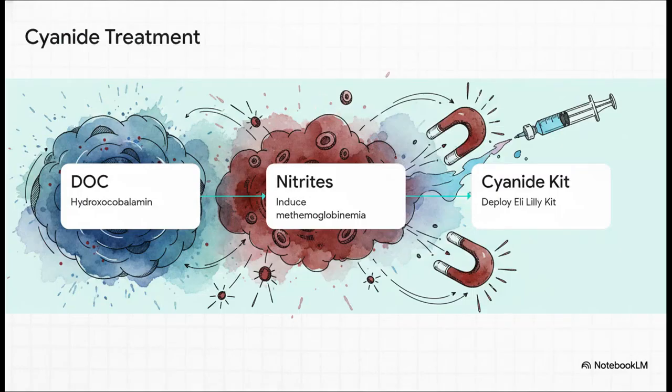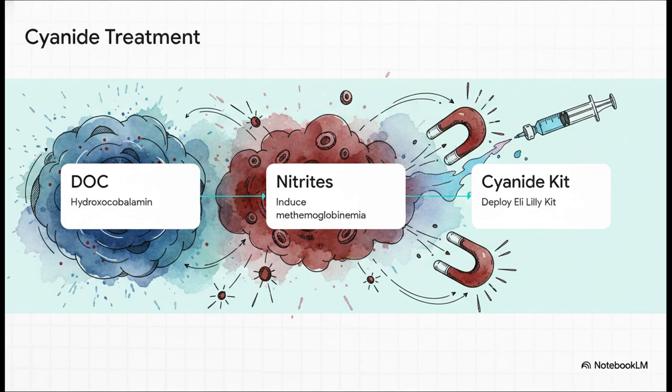The mechanics of this rescue are actually kind of wild. The primary drug of choice is hydroxocobalamin. But look at step 2. You literally have to induce a different, normally dangerous blood condition called methemoglobinemia using nitrites. Why on earth would you do that? Because methemoglobin acts like a chemical magnet. It pulls the cyanide right away from the cell's vital respiratory machinery, so the cells can finally breathe again.